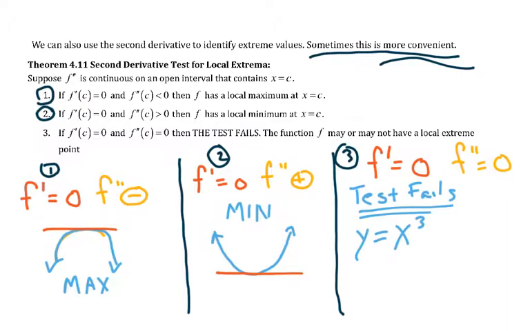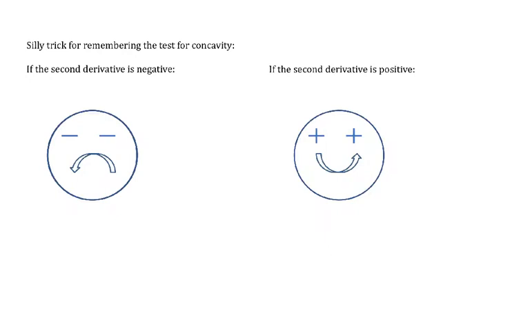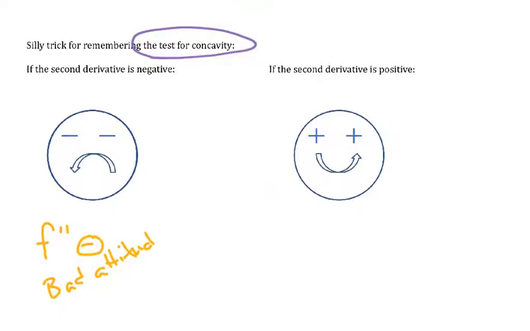Okay, so this is Dr. Maxwell's silly trick for remembering how the test for concavity works. If the second derivative is negative, this is how I remember it. If you're negative, you have a bad attitude. And you're probably sad. So you're not smiling. You're concave down. I know it's silly, but it helped me.